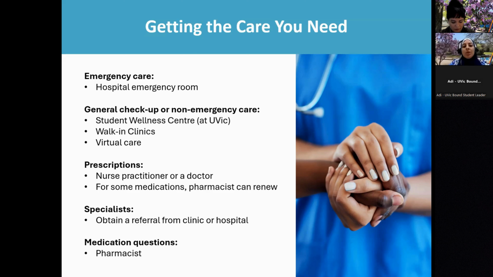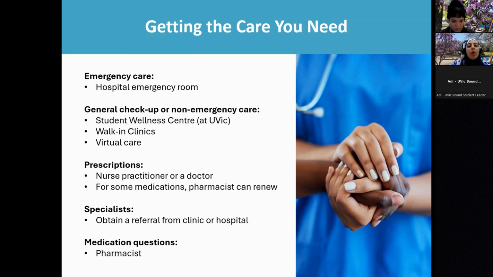So what is emergency care? Think of a hospital ER, or the emergency room, for, God forbid, a life and death situation, something that you really cannot wait on until you take an appointment with a doctor the next day. Then you consider going to the hospital emergency room. If you have an illness, something you know you need to see a doctor for, what we consider a non-emergency or general checkup, this is where you want to see a doctor, whether in the Student Wellness Center here at UVic, at a walk-in clinic, or by accessing a physician through virtual care. And we will talk in more detail about these three types of where to go.